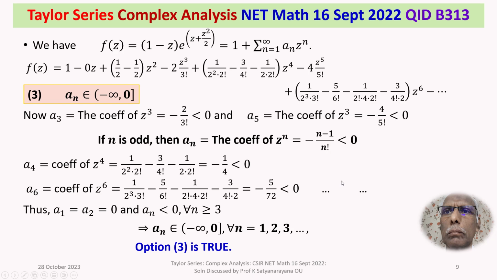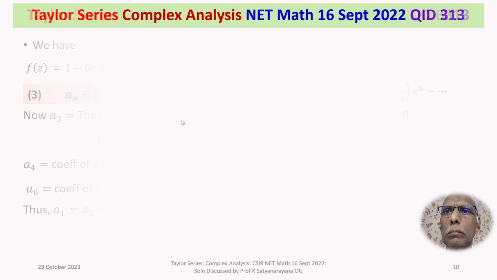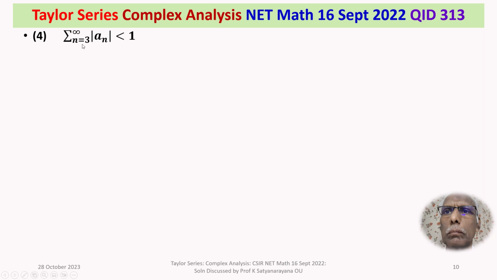So the option 3 is true. Obviously the first 3 options are true, so the false option should be option 4. Therefore the answer is option 4. But anyway, I will show you how. Option 4: sigma n is equal to 3 to infinity, mod an is less than 1. This should be false.